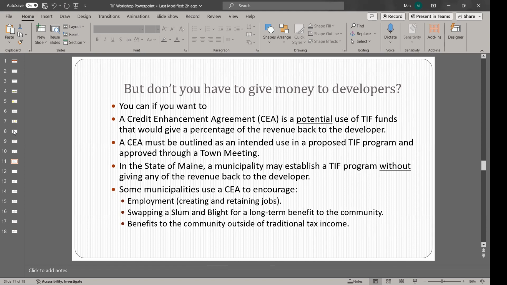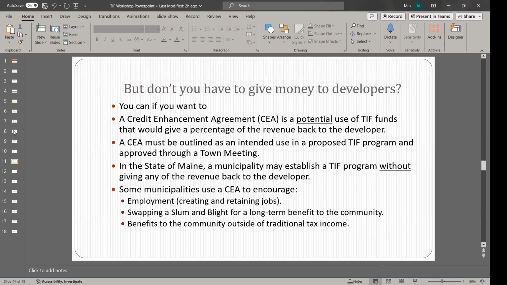And in the state of Maine, a municipality may establish this TIF program without giving any of the revenue back to the developer. That was something that we were seeing here in Warren just a couple of weeks ago, where the solar developer came before the select board and said, we need some of this revenue to come back to us. Would you please consider recommending this and putting it on the ballot? The town doesn't have to do this if the town does not want to. And that was the recommendation made by the TIF committee here in the town of Warren. It's something that we think can be more beneficial if the town keeps the full revenue and doesn't send it right back to the developer.